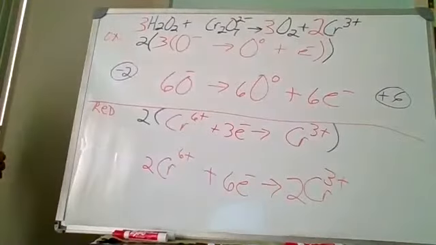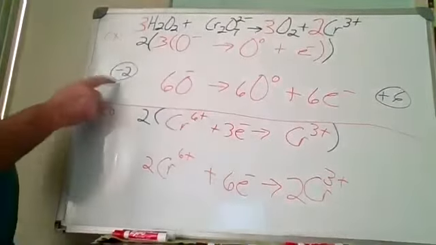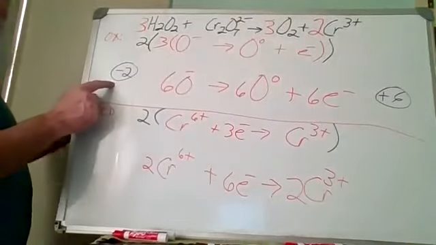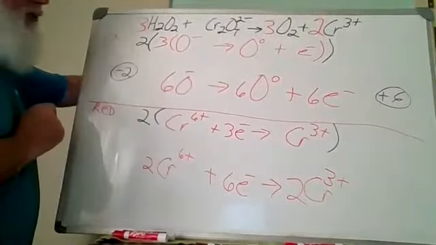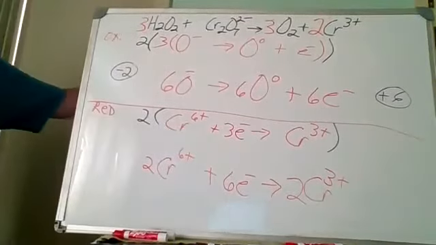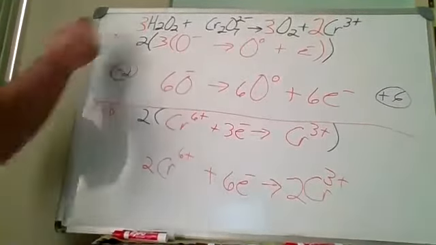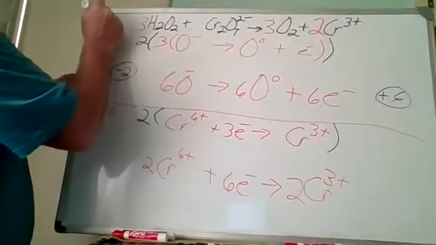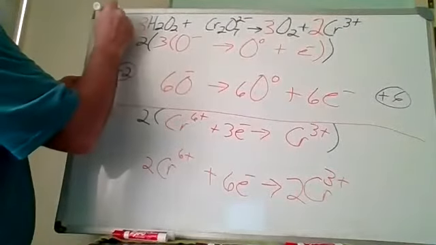+6. All right. So I need 8 more positives over here. If I had 8 more positives over here, then the charge will become +6. So I'm going to add 6 protons here. 6H plus.